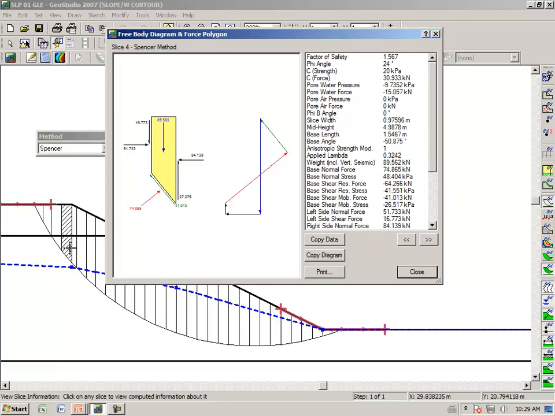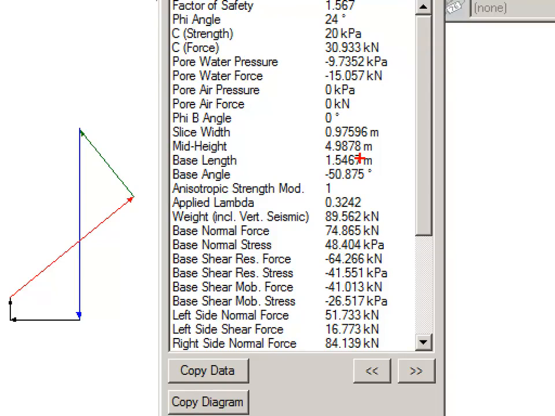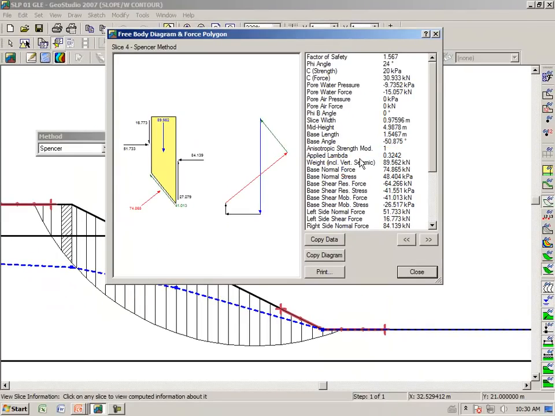To achieve this, we had to have some interslice shear, and this is the Spencer method. Therefore, the lambda value is a representation of the inclination of the resultant of the shear to normal between the slices. And we see here that the applied lambda is 0.32. In other words, the shear is approximately 32% of the normal between the slices. However, to achieve the very good force polygon closure, we had to include some interslice shear.